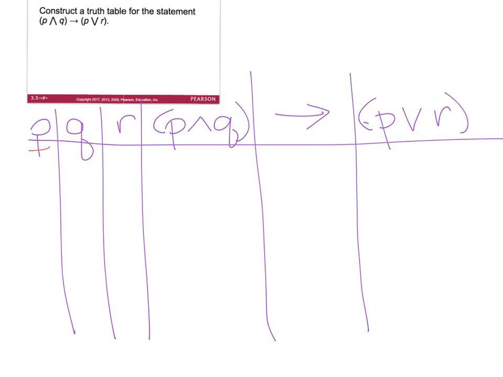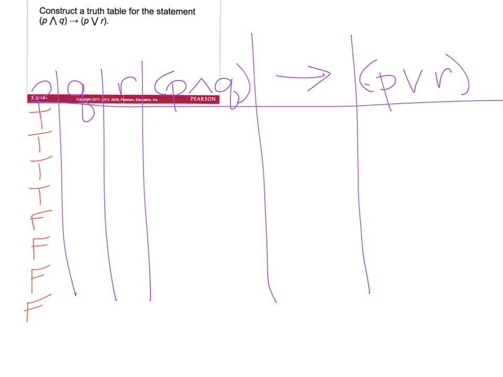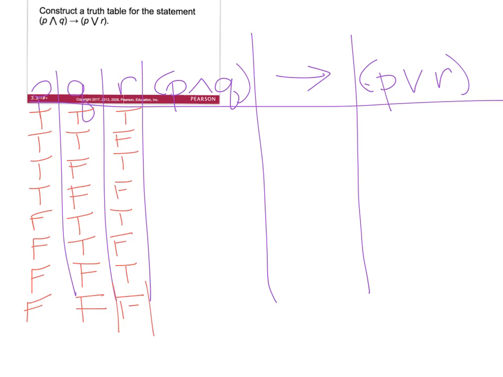So for our P column, we will have 4 trues and 4 falses. For our Q column, we're going to have true, true, false, false, true, true, false, false. And for the R column, every other one. True, false, true, false. True, false, true, false. Okay, so now that we have that complete, we can develop the antecedent, which is the P and Q.